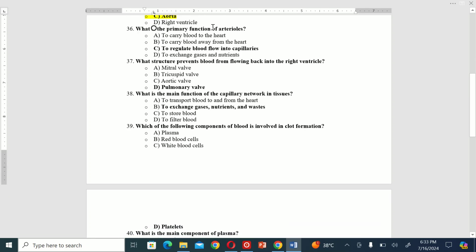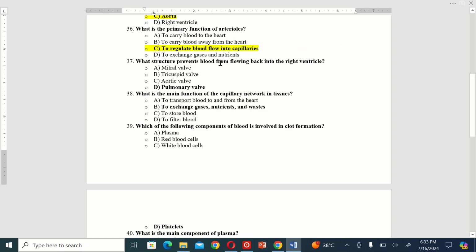What is the primary function of arterioles? A. To carry blood to the heart. B. To carry blood away from the heart. C. To regulate blood flow into capillaries. D. To exchange gases and nutrients. So the correct option is C, to regulate blood flow into capillaries.